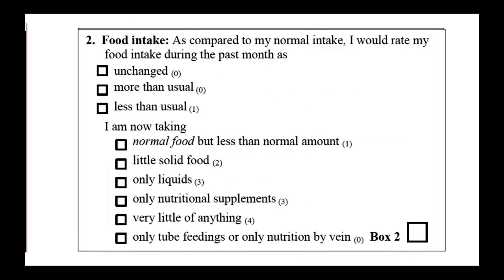food intake. The patient will also fill out this part. Unlike the prior box, this is not additive. We can see that the patient was eating less than usual and very little of anything. This score would be a 4. It would not be a 5 because it is not additive, and the highest score goes in the box.